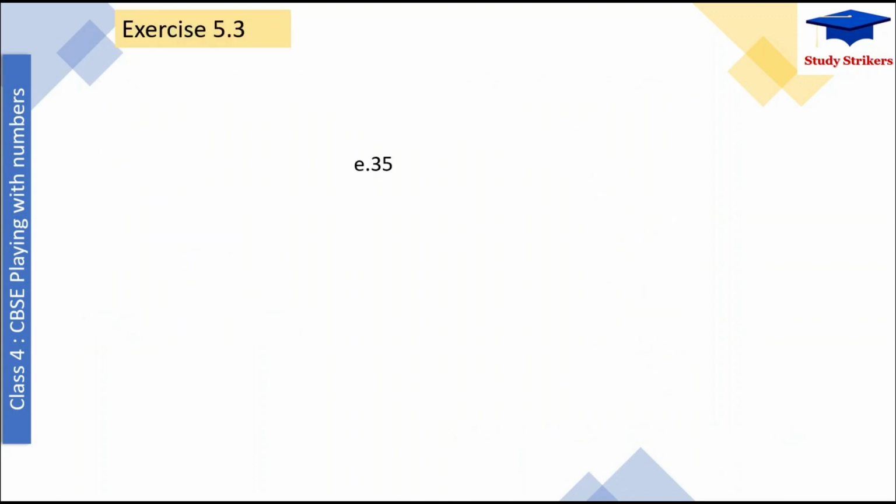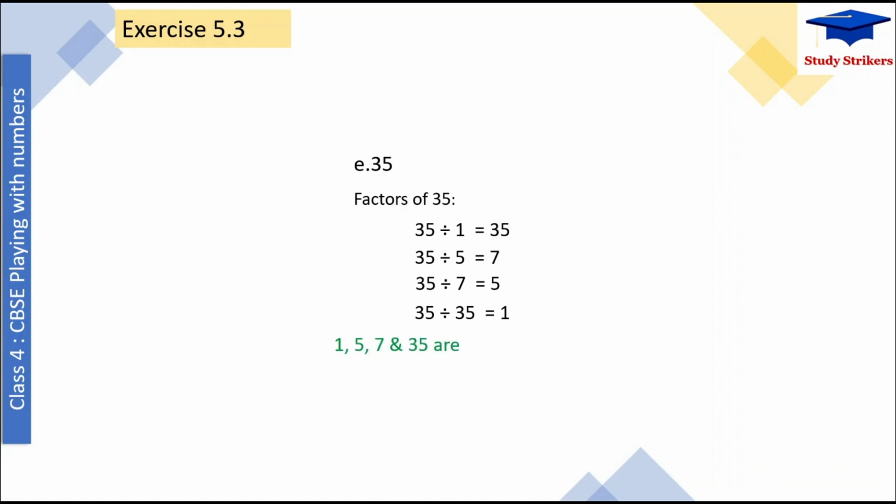Let's see what we got. Yeah, this is the last one. We have to find the factors of 35. So factors of 35 are 35 divided by 1 equals 35. 35 divided by 5 equals 7. 35 divided by 7 equals 5. 35 divided by 35 equals 1. So the factors of 35 are 1, 5, 7 and 35.